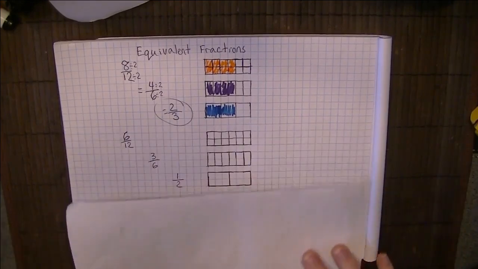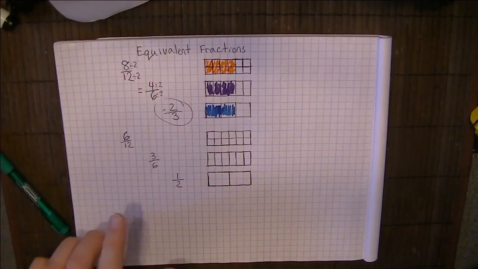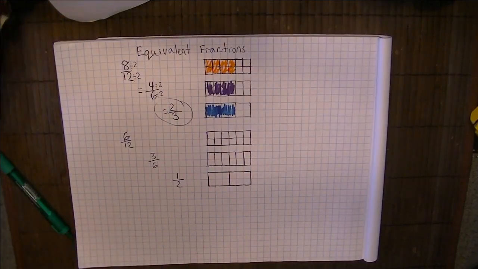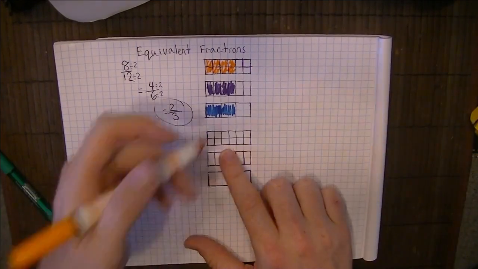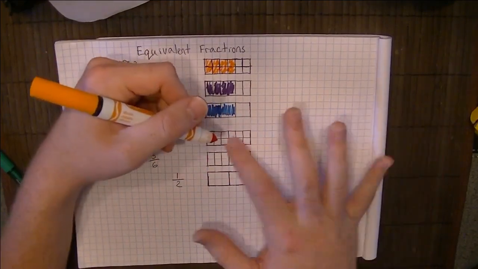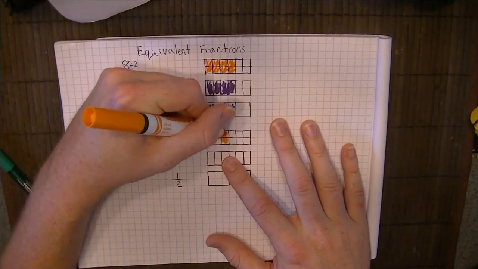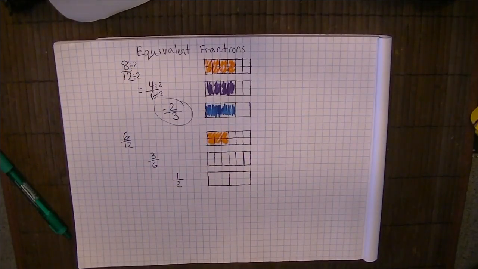Okay, let's take a look at another example here. All right, so we have 6/12. So let's illustrate 6/12 now. Okay, so once again, I'm talking about twelfths. So each square in this box is a 12th because there are 12 squares. So if I color in 6 of them, that gives me 6/12.